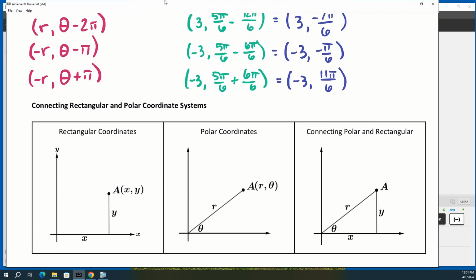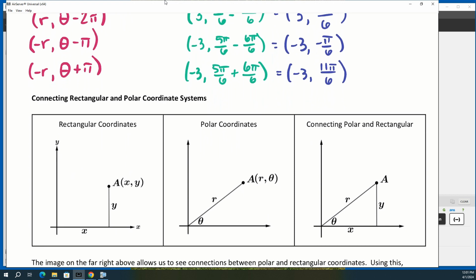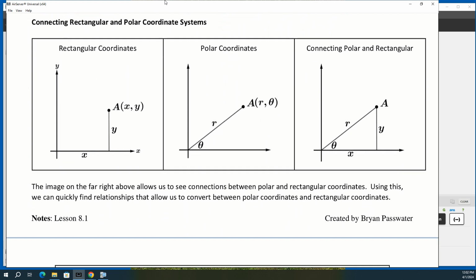All right, so picking up on the front of the second page, you can see how rectangular and polar coordinates are related using trigonometry. So going over and up, you can get to the same point. It's just taking a direct angle to it.